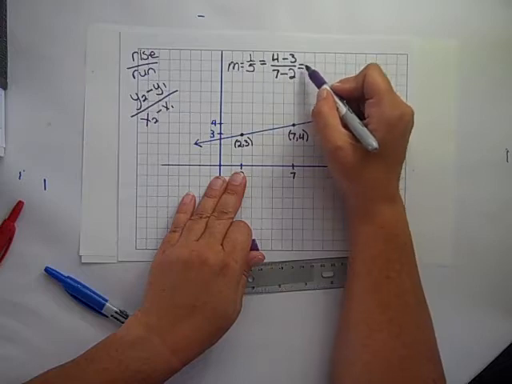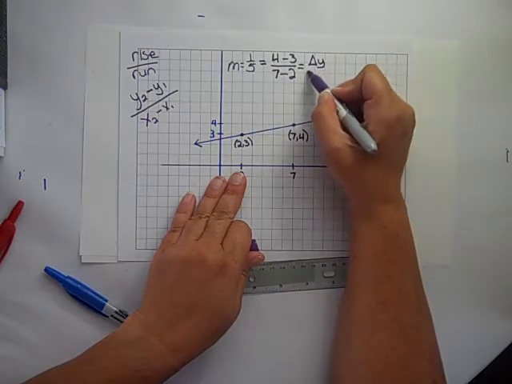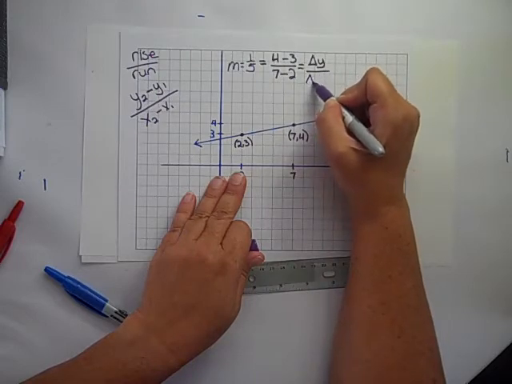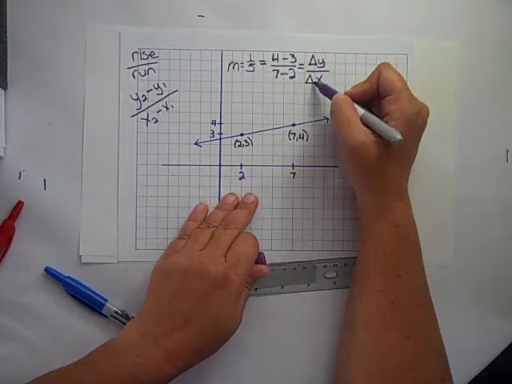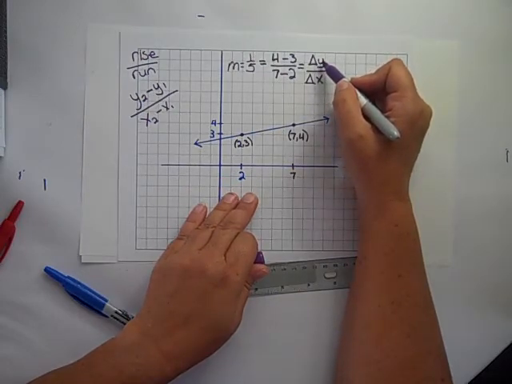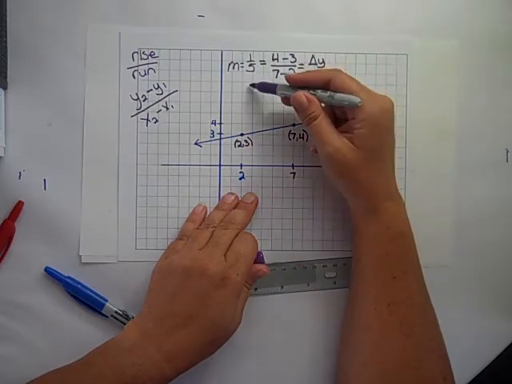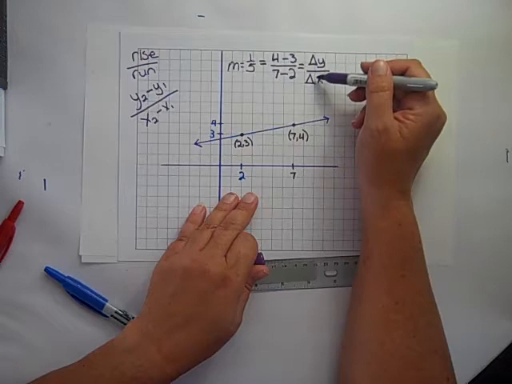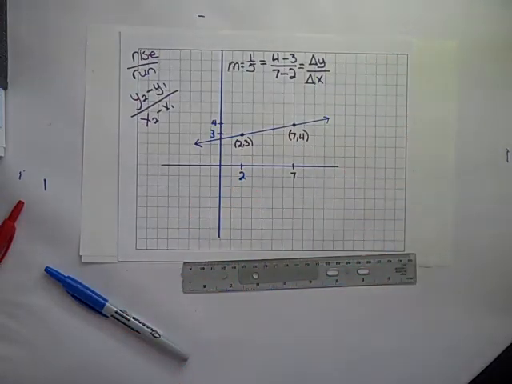And then I want you to also write that this equals the change in y over the change in x. So in calculus, we're going to use this delta symbol every now and then. It's the Greek letter delta, looks like a triangle, and it means change. So change in y over change in x. And I'd like you to write this for every graph that you do. And write the change in y over change in x for each graph also.